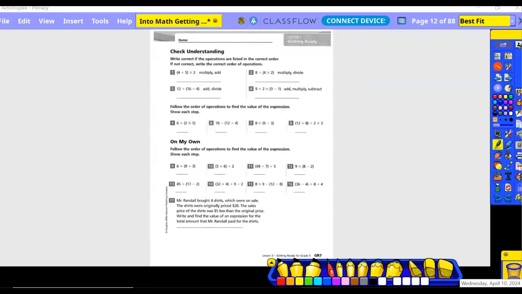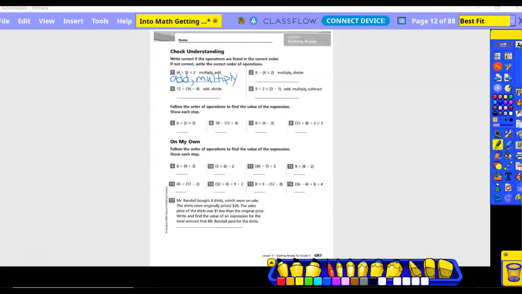Check understanding. Write correct if the operations are listed in the correct order. If not, write the correct order of operations. So number 1, it has parentheses 4 plus 5, times 2. So if we went by order of operations, if we went by PEMDAS, parentheses, exponents, multiplication, division, addition, subtraction, is that in the right order? No. Would you multiply first? No. What's in parentheses? Addition, right? So we would need to write on here add, then what? Multiply.